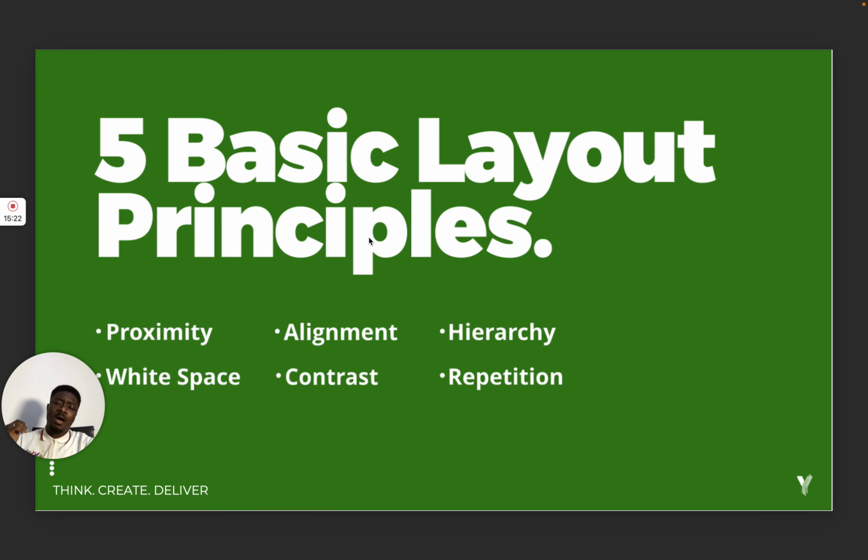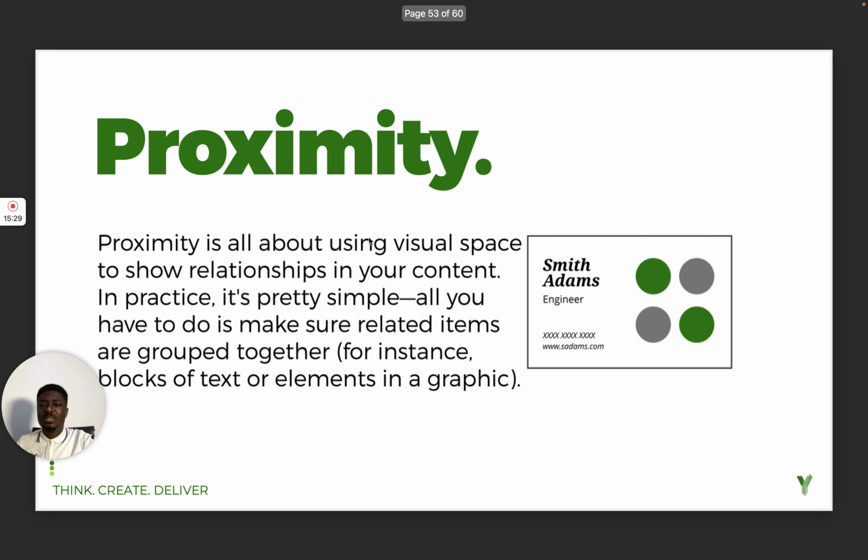We have proximity, alignment, hierarchy, white space, contrast, and repetition. Now, proximity is all about using visual space to show relationships in your content. In practice, it's pretty simple. All you have to do is make sure related items are grouped together, for instance, a block of text or elements in a graphic, right? So related items, for example, you have all the text in one place here. You have all the shapes in one place. And then you have all the characters in one place. That's what proximity is basically talking about.